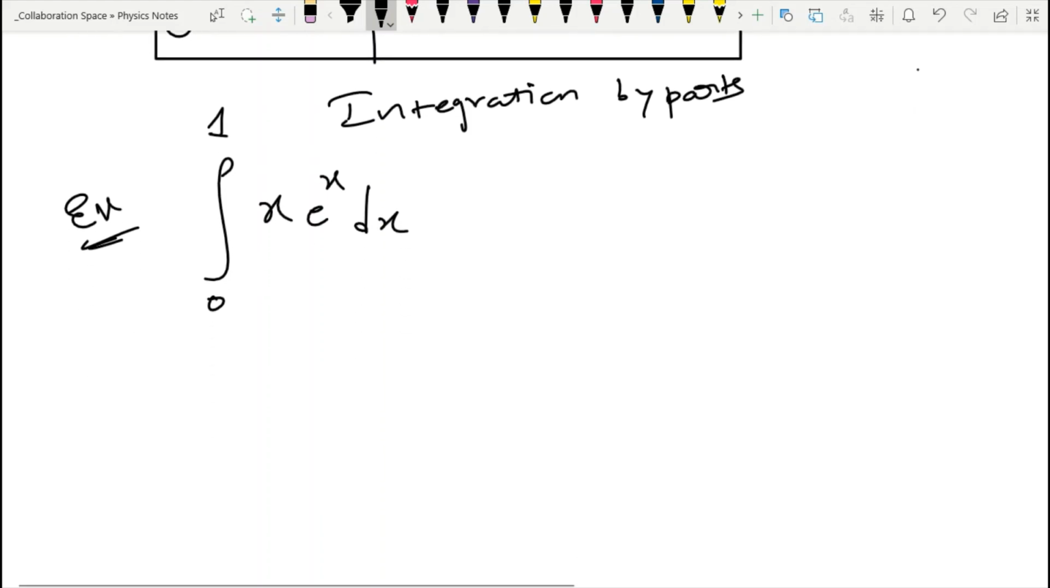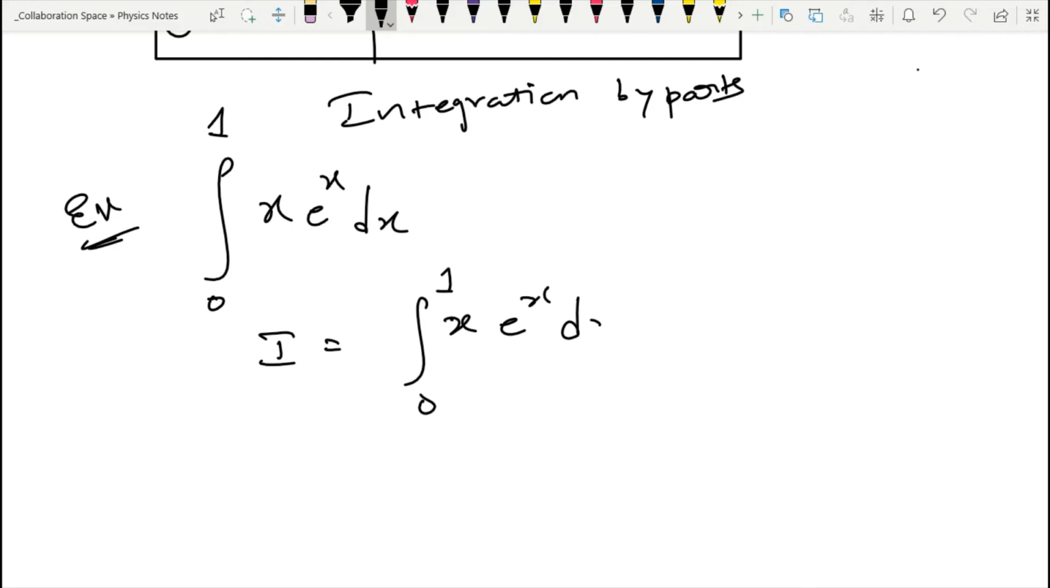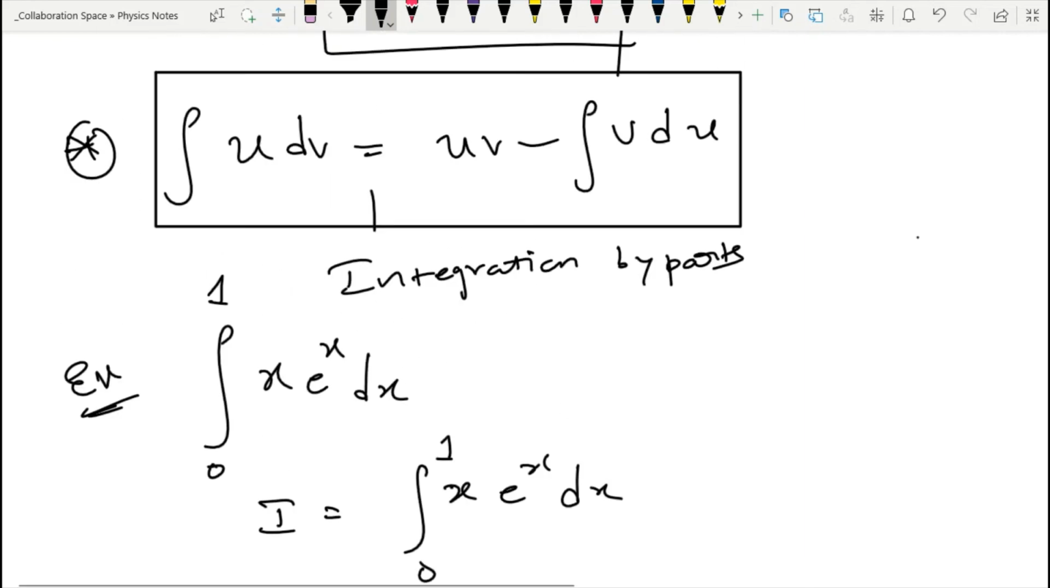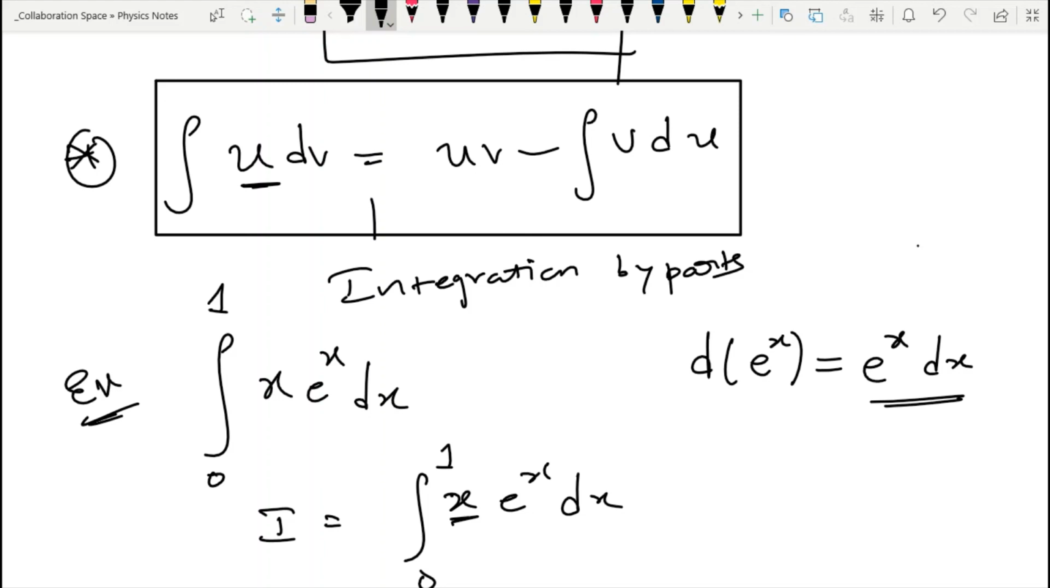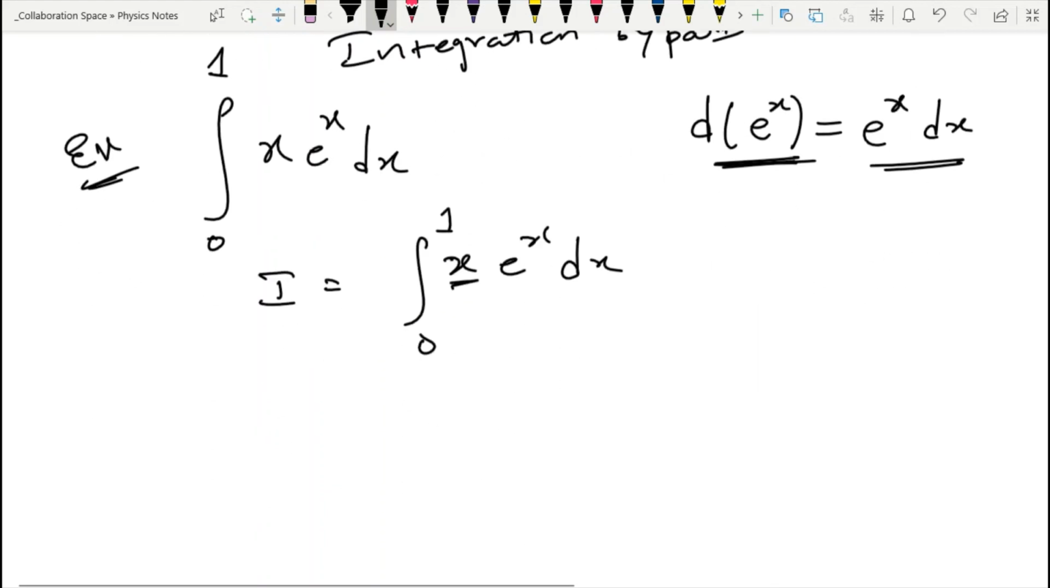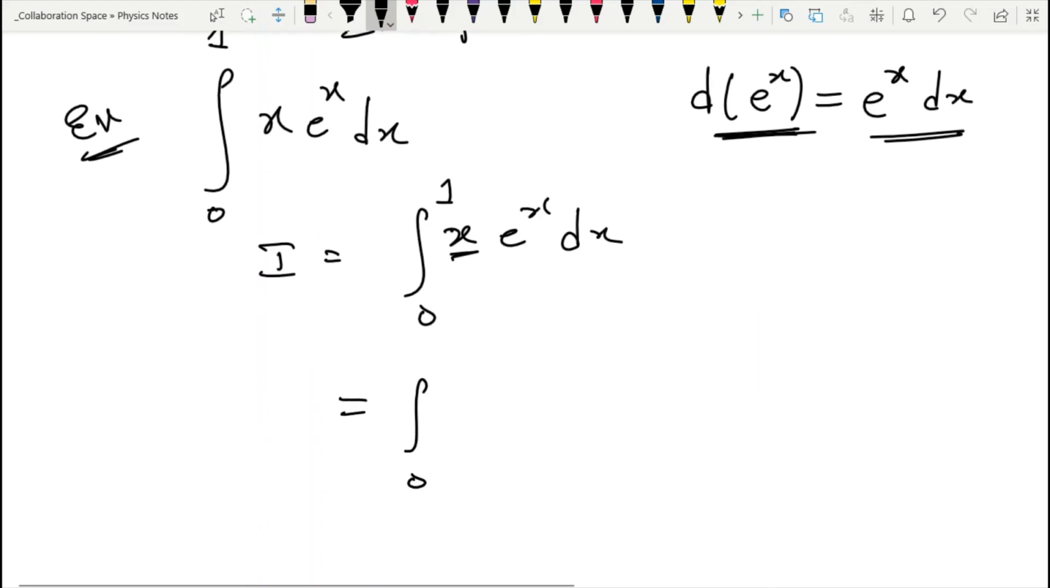Okay students, now I am taking it like this. Just see, I will integrate the integration from 0 to 1 of x e power x dx. This is the given thing. Here we have to take one function as u and one function as v. So here I am taking u as x and dv as follows. Differentiation of e power x is e power x dx, so I can write e power x dx in this manner. Now I can write the integration from 0 to 1 of x d(e power x).